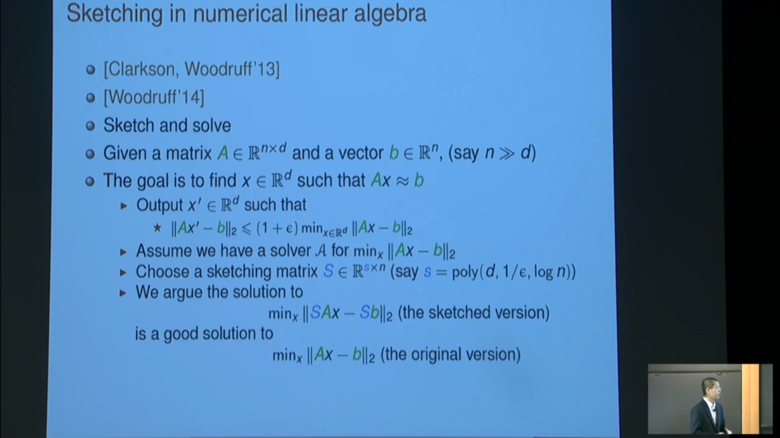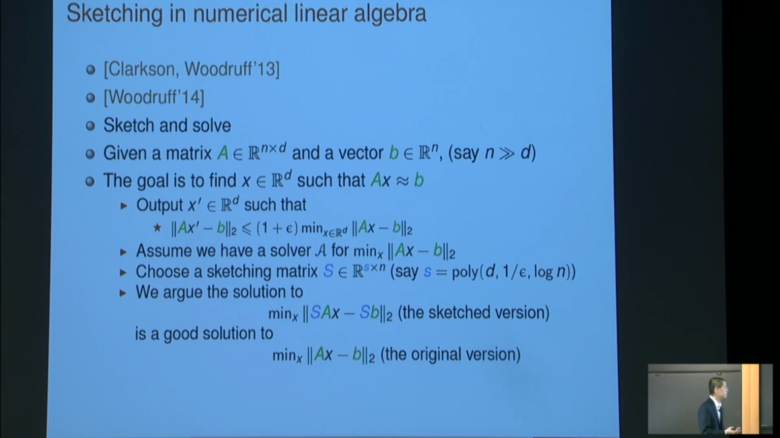So now we can argue we're just working on a new problem, which is the minimum over x of ||SAx - Sb||, and this is called the sketch version of our original problem. I can argue that the solution of this new problem, if you load it back to the original problem, will give you roughly a 1 plus epsilon guarantee.